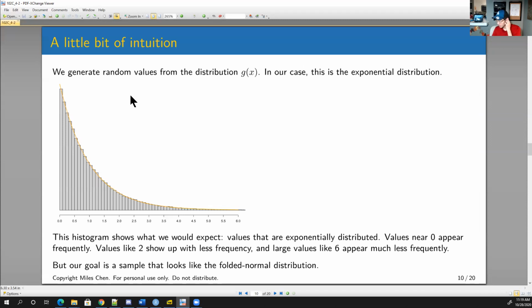All right, so let's just look at a few pictures, and hopefully I can explain it with a little bit of intuition here. So this is a histogram of the 100,000 values that I've proposed from g of x.